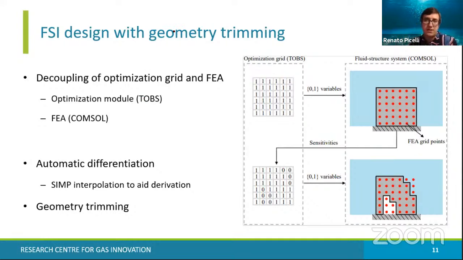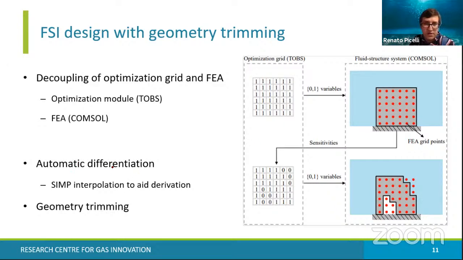The paper today aims to use this TOBS module and a separate module for FEA. So we are trying to decouple the optimization grid and the FEA. For FEA we use COMSOL, and we communicate between them through a set of binary variables. We construct a CAD model in COMSOL, extract sensitivities at some FEA grid points coinciding with the optimization grid, come back to the solver and solve the ILP. We get a new set of binary design variables, and we go back. That's how we communicate between both modules.